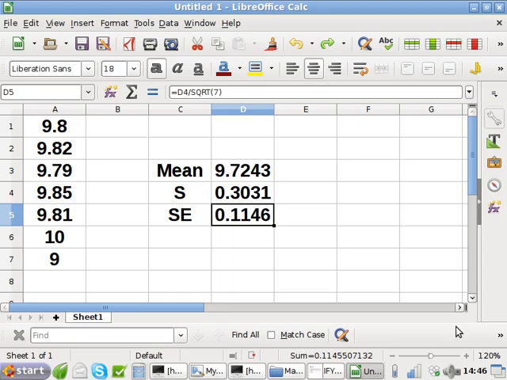So it would be 9.7 plus or minus z times 0.11. So what do we use if we want 95% confidence for z? What was our z for 95%? 1.96. Yeah.